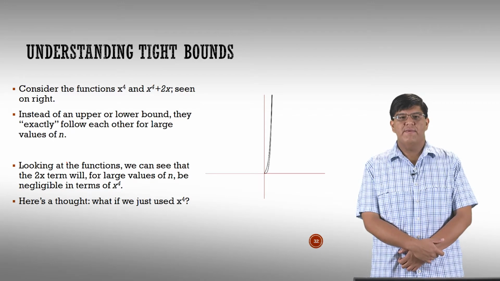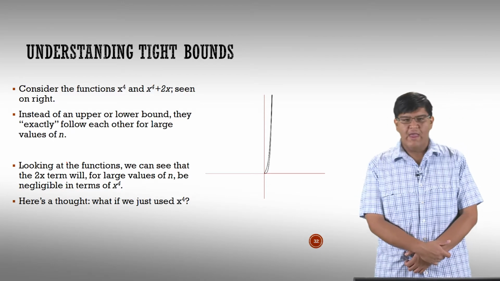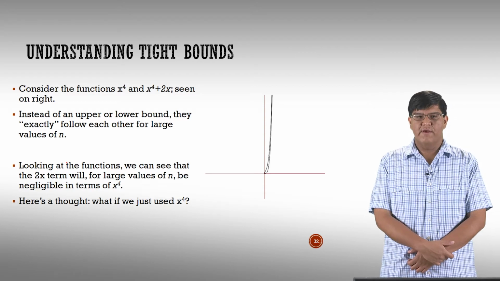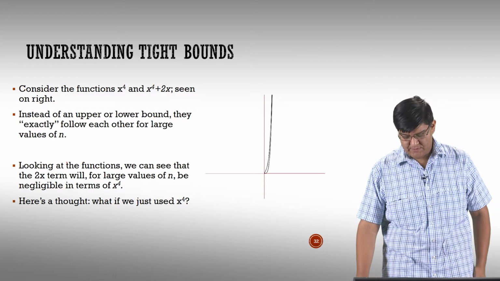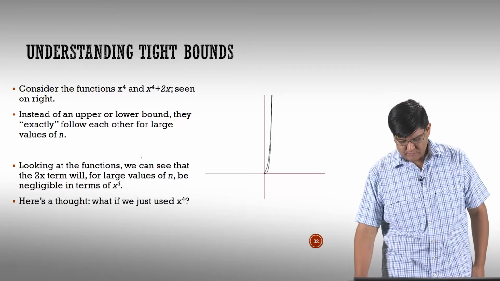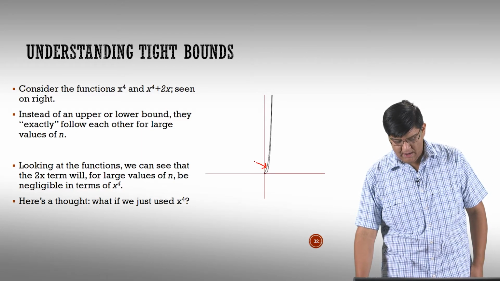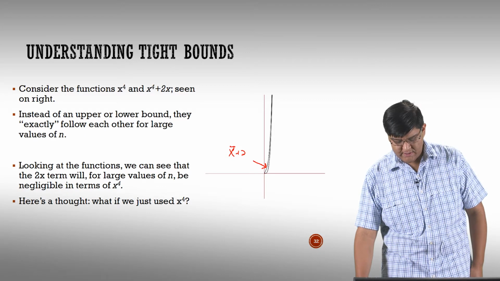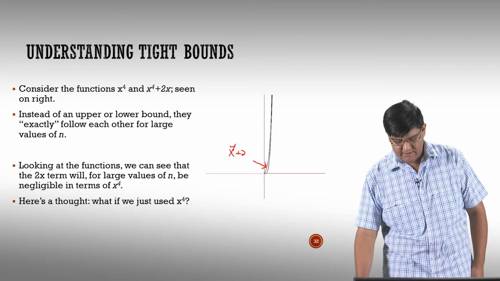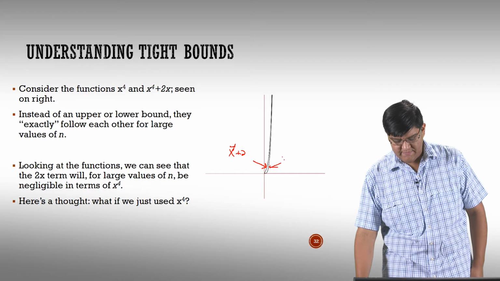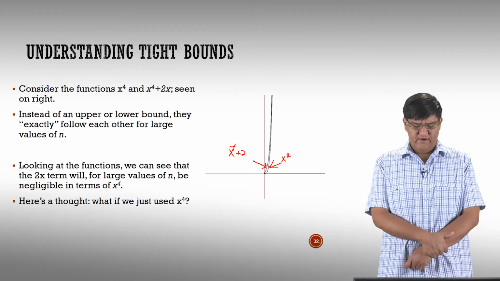Consider you have maybe two functions. You have x to the fourth and x to the fourth plus 2x. I've graphed that here in this picture. The one that starts more kind of linearly, right? This is going to be our x to the fourth plus 2x. The one on the other side is going to be x to the fourth. So I have two functions there.